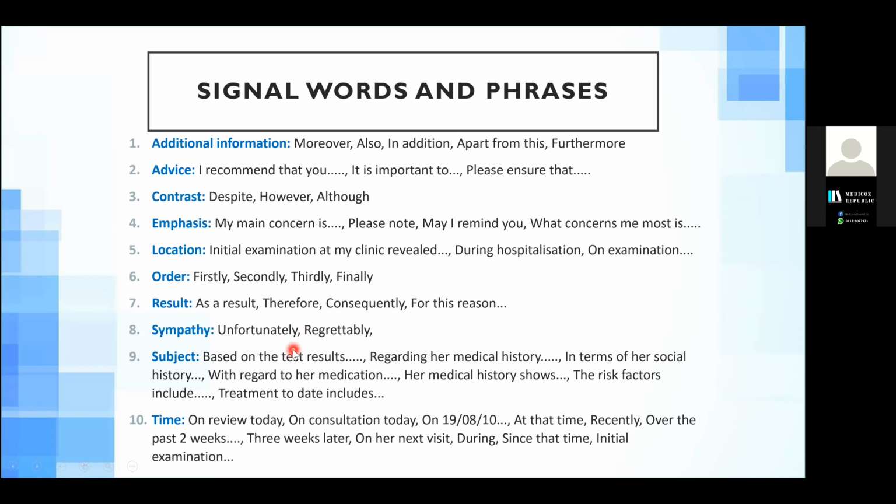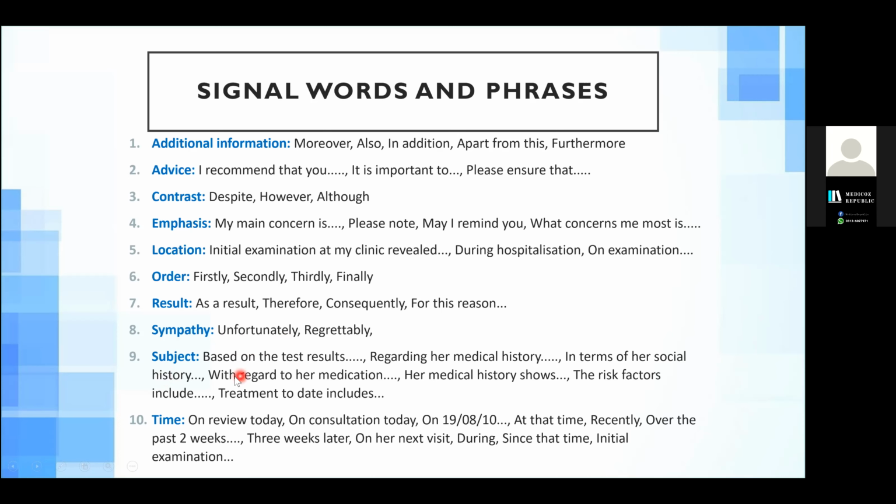Or you, for example, on his first presentation, on his final visit, or his third visit. When we're talking about result, we use as a result, therefore, consequently, for this reason. When we're talking about sympathy, showing that we are feeling for this patient, we are feeling sympathy for this patient. Unfortunately, his surgery had some complications, for example. We can use unfortunately like this.